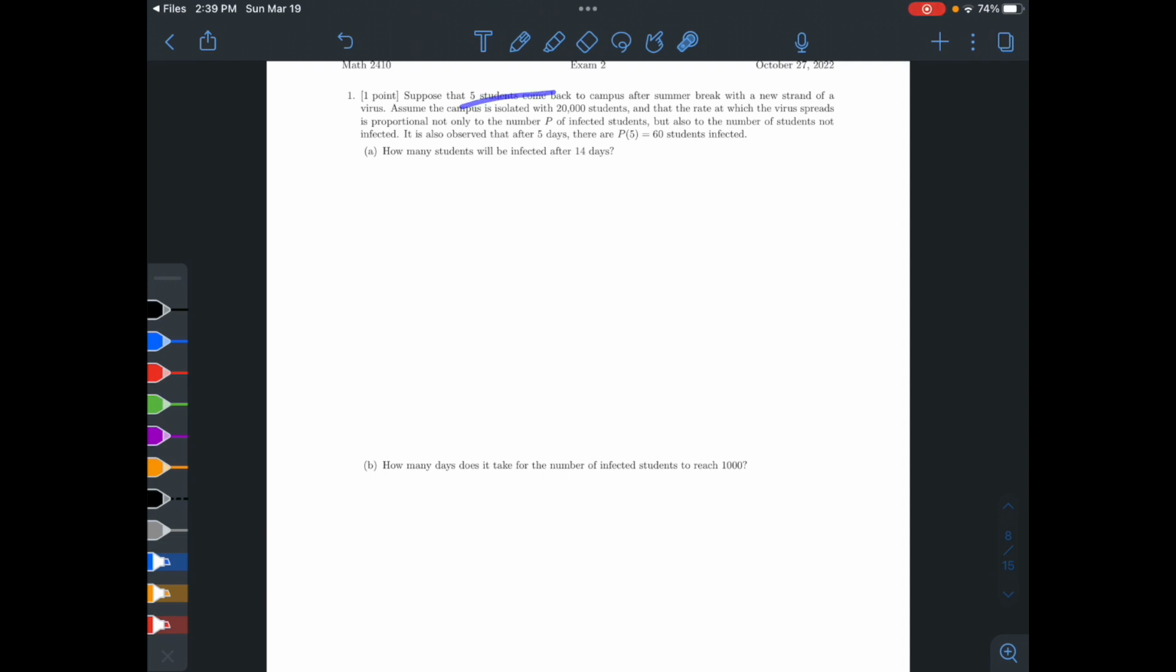But this one right here, you have 5 students come back to campus after break with the virus. The campus is isolated with 20,000 students. The rate at which the virus spreads is proportional not only to the number P of infected students, but also to the number of students not infected. So that right there is telling you dP/dt is kP times (20,000 minus P). So it's a logistic model problem. And so again, just like the dog problem, you can just use those formulas to get your population function, P equals blah.